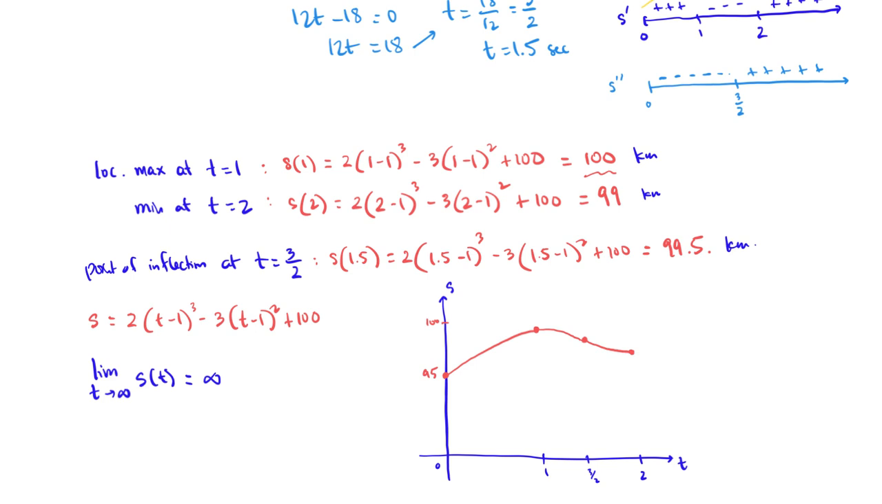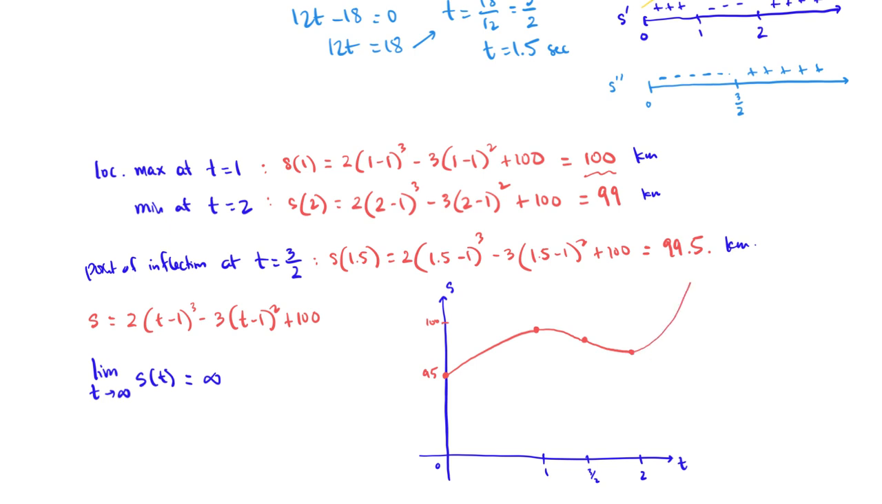And then after 2, both the first and the second derivatives are positive, so the graph will be increasing and concave up, but also as t goes to the right, then s goes to infinity, very large. So increasing and concave up all the way. This is the graph of s.